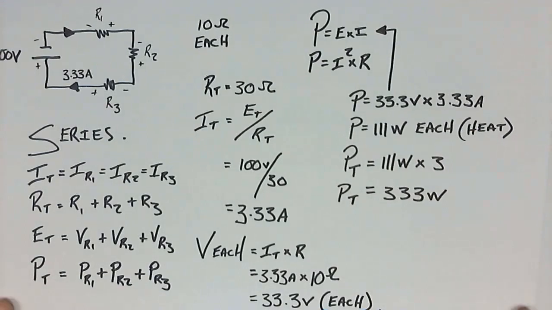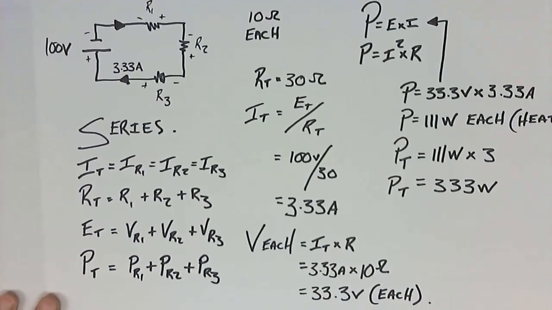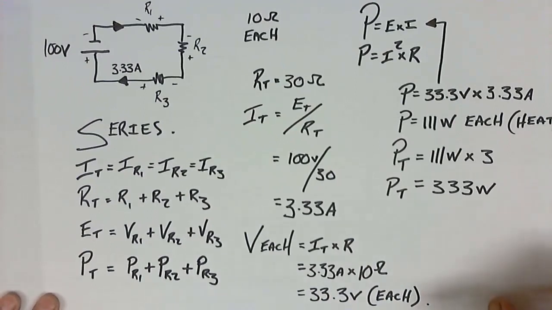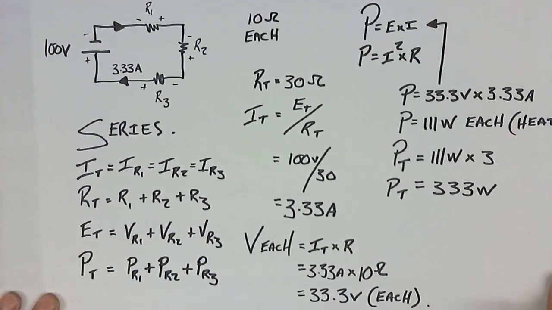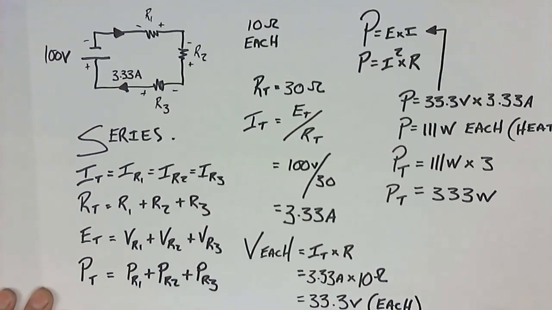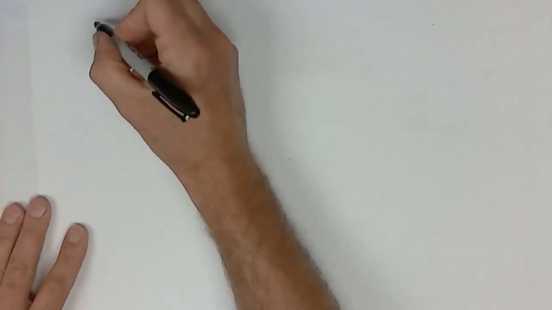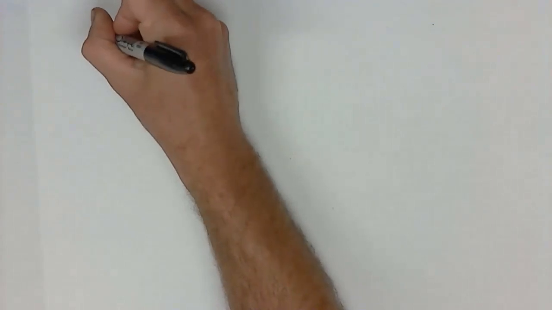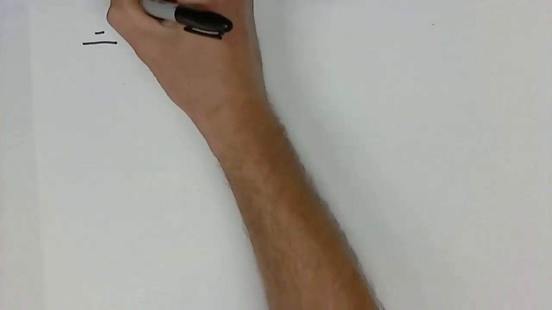Now, this would be for a basic series circuit. What about a parallel circuit? Parallel circuit is going to operate a little bit different. So let's look at those rules. Parallel circuit. Well, parallel circuit is going to have, again, a source. So there's my DC source.